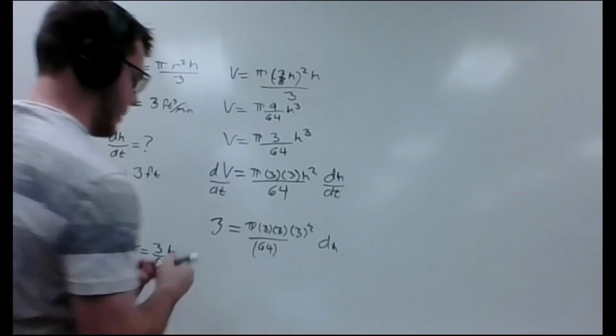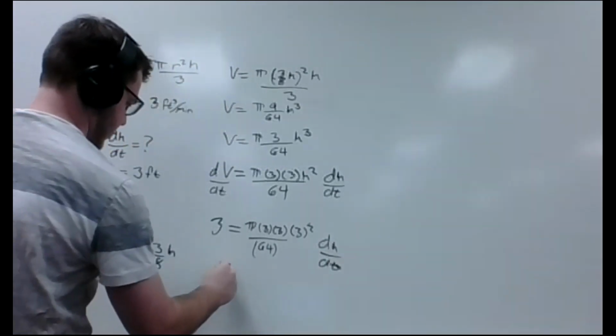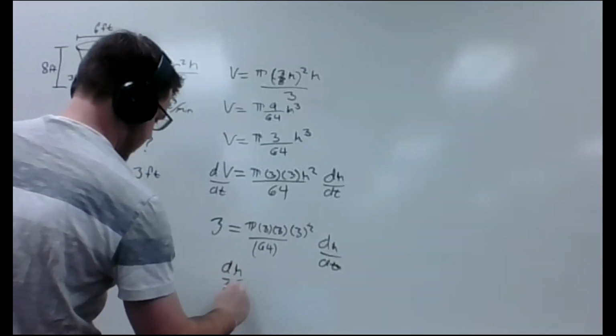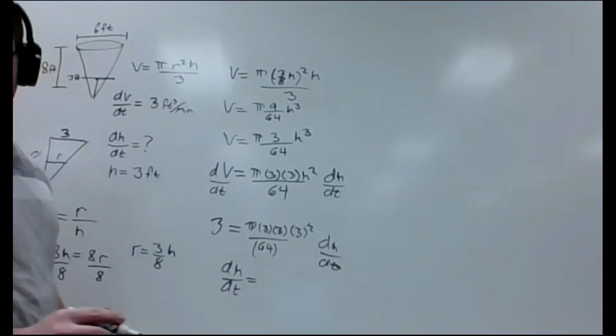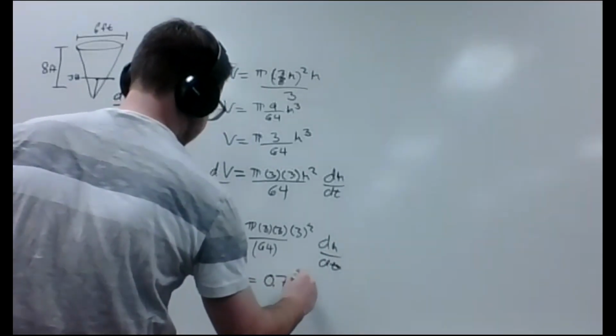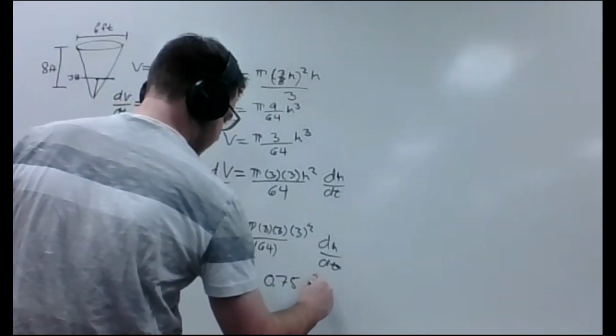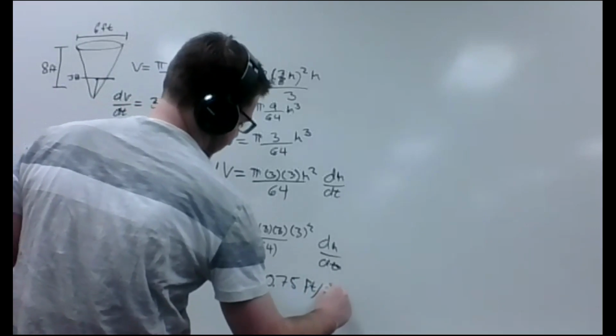All right, I forgot to put my dt down here. And I found the dh dt to be roughly 0.75. And this would be feet per minute.